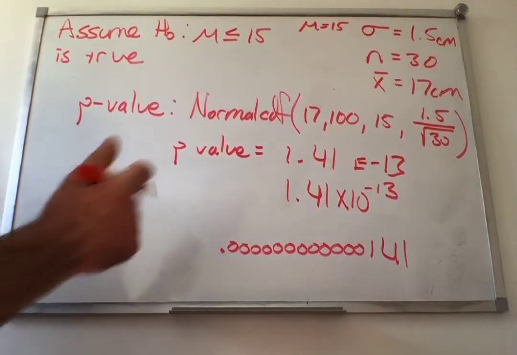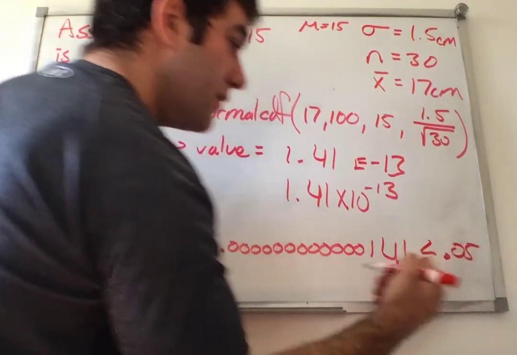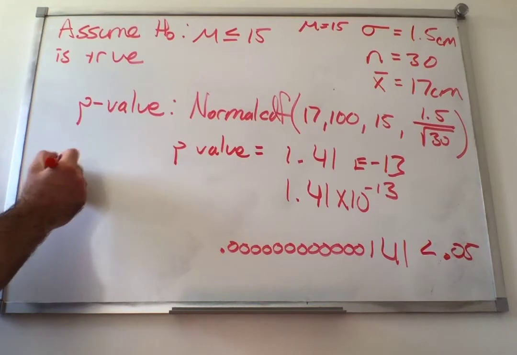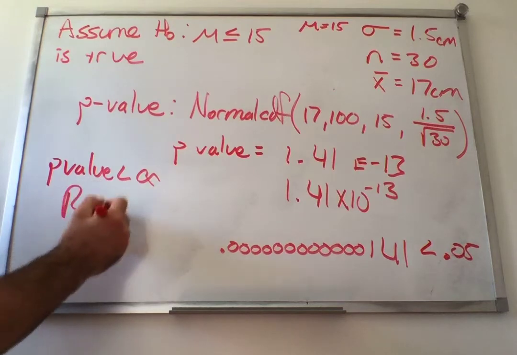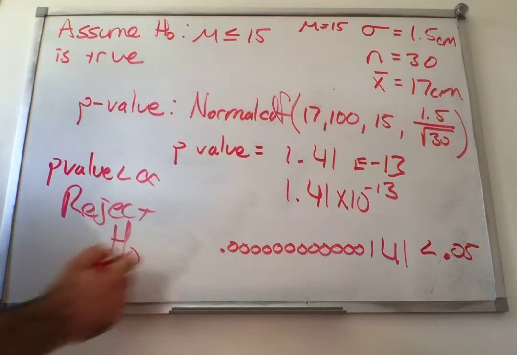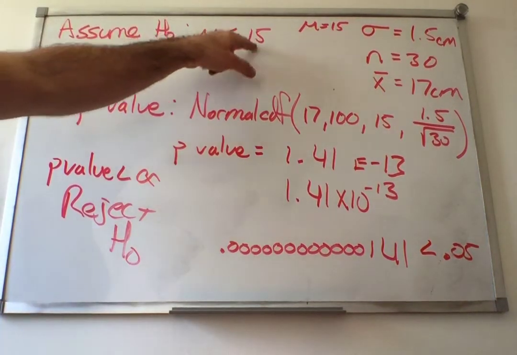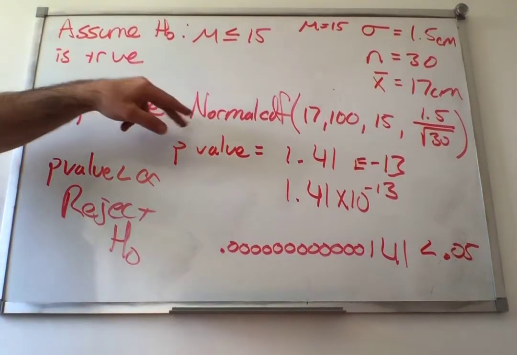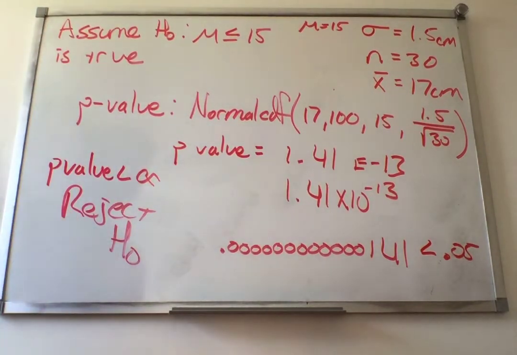Now, we do have that criteria that says if this is my p-value, if it's less than alpha, this number is definitely less than 0.05. Okay, this is a really, really tiny number. Since the p-value is less than alpha, we're going to reject our null hypothesis. We reject that the mean is less than or equal to 15, okay? So that's what we're actually doing. We're finding the probability that we get this sample mean and comparing it to our level of significance.